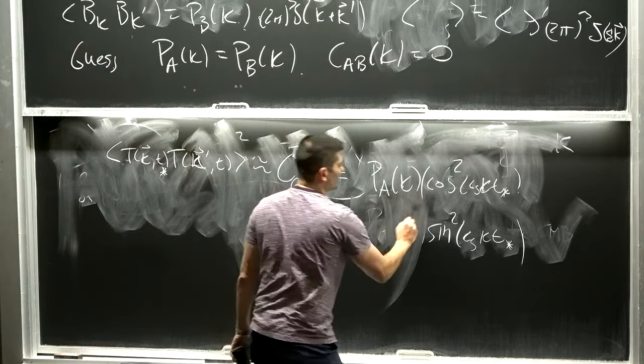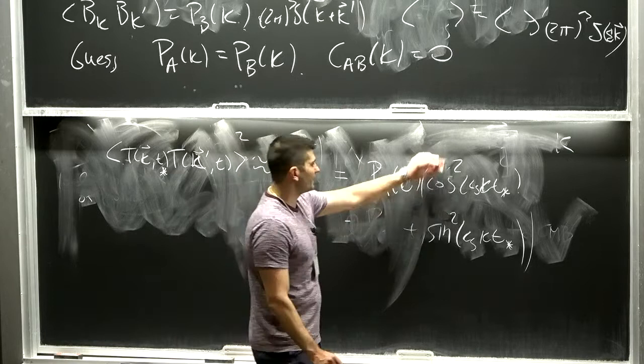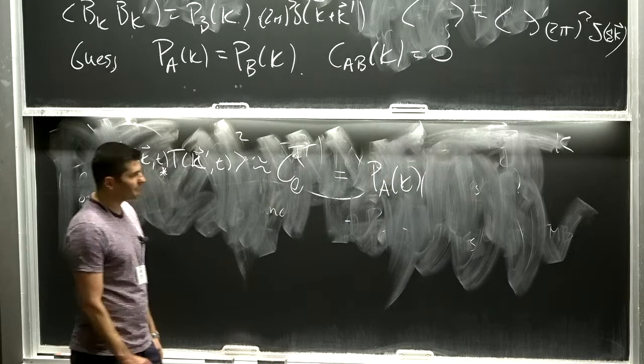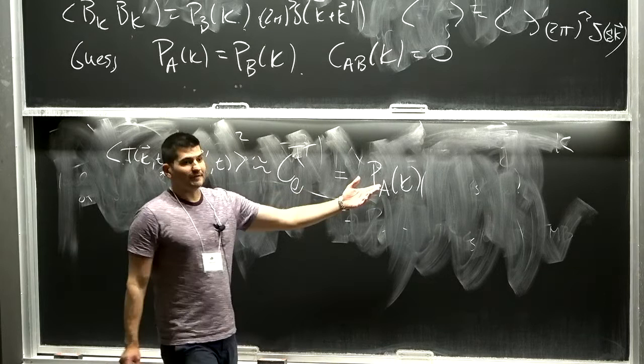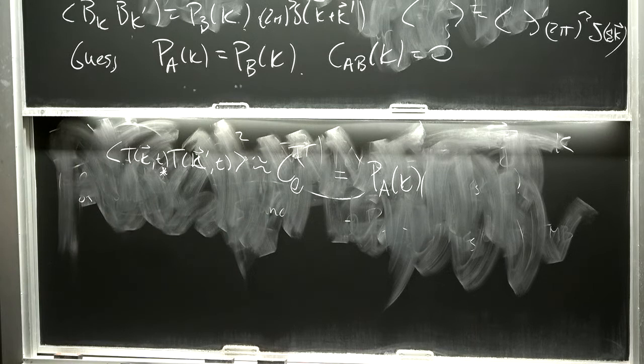Then I use the trig identity, cosine squared plus sine squared is equal to 1. I erase the whole thing, and I guess get P of K. Now, if we were guessing that this is some kind of local phenomena, you would have guessed that P of K is some analytic function of K. It's 1 plus K squared plus K to the fourth, right? Something that Fourier transforms to a bunch of delta functions, local physics.